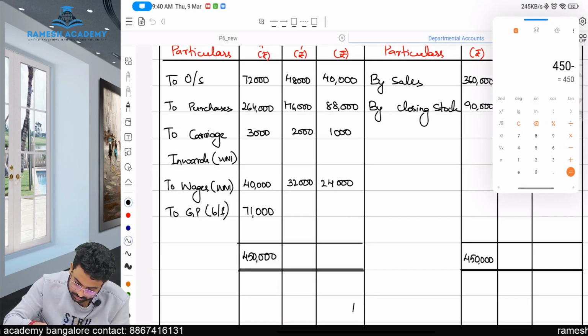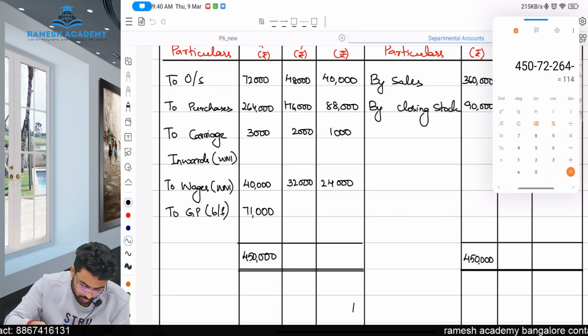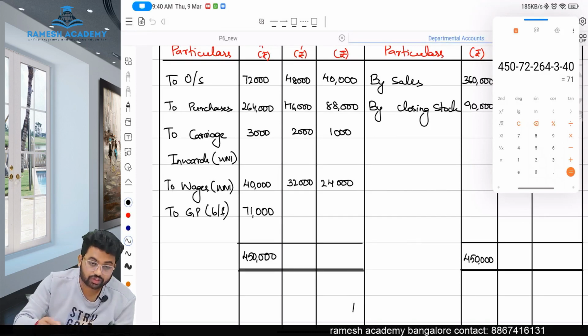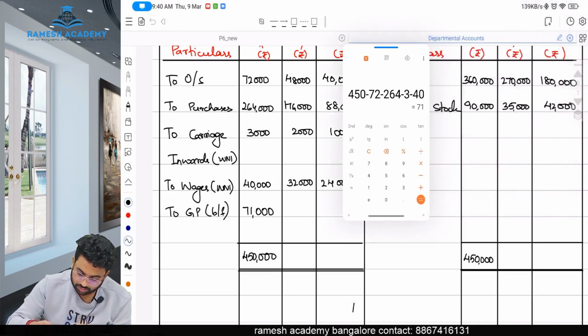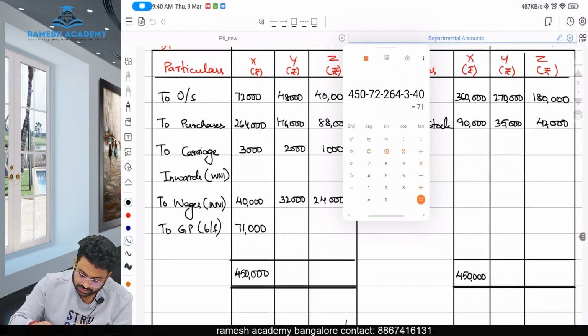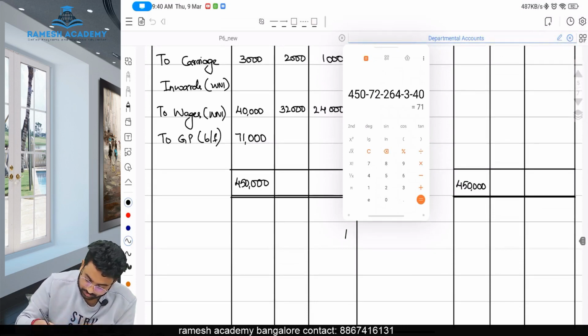450 minus 72 minus 264 minus 3 minus 40 gives 71. Okay, done. Next, if we compute Y, 270 plus 35 will come to 305, right?